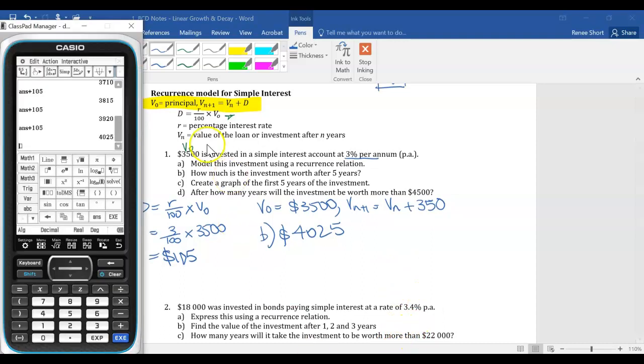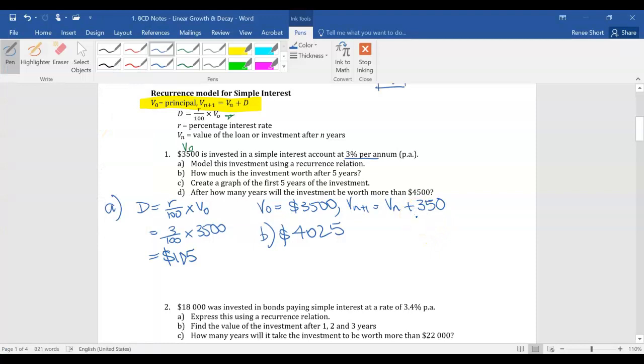Now, the question here wants us to create a graph of the first 5 years of the investment. So let's just jot down those other numbers for us too. So year 1 was 3605, year 2 then is 3710, year 3 is 3815, that's a 3. And year 4 is then 3920.